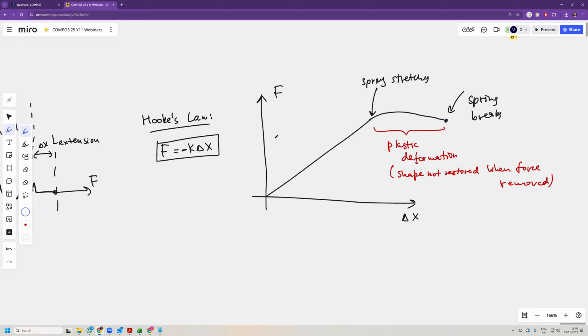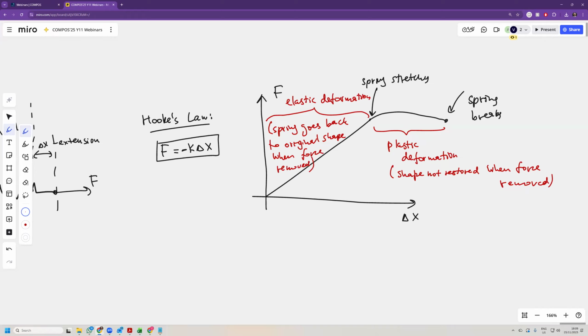And this region of the graph we call elastic deformation. Elastic deformation is where the spring goes back to its original shape when the force is removed.